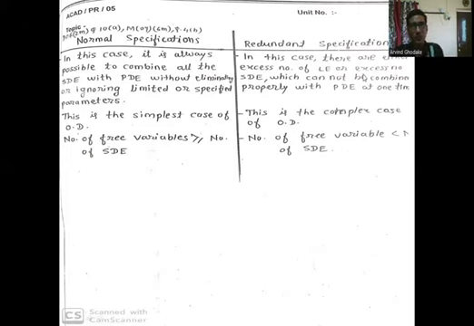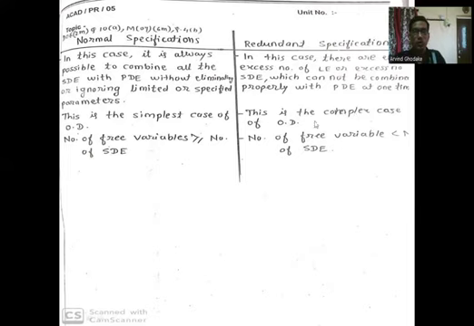While in the case of redundant specification, there is either an excess number of limit equations or an excess number of subsidiary design equations, which cannot be combined properly with the primary design equation at one time. This is the complex case of optimum design. So the number of free variables is less than the number of subsidiary design equations.